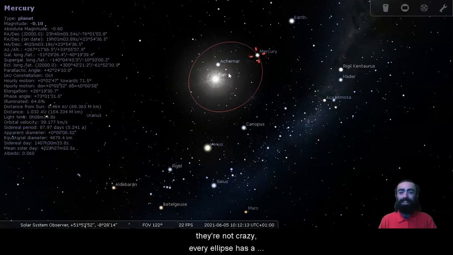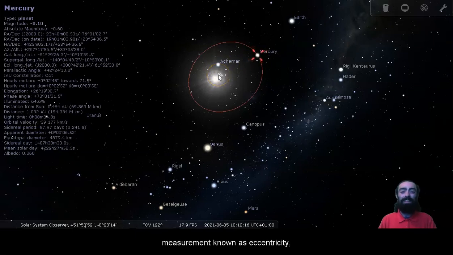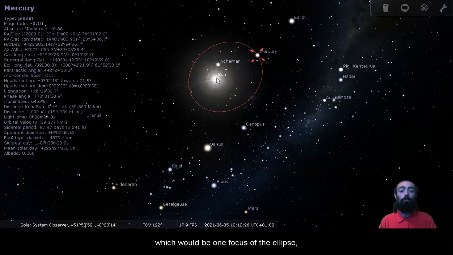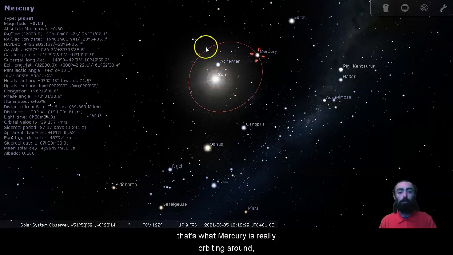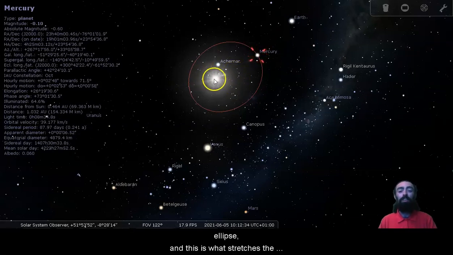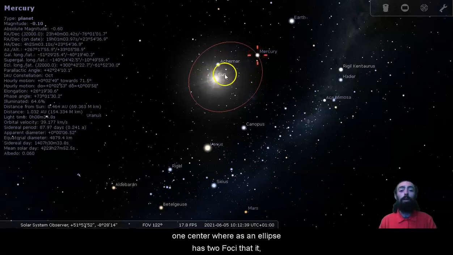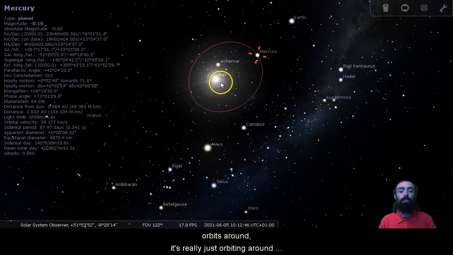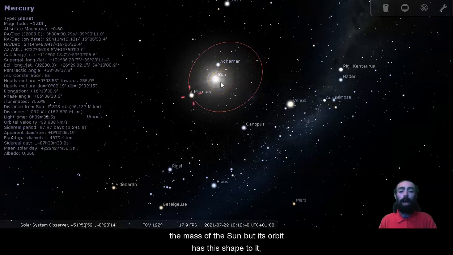They're not crazy elliptical. Every ellipse has a measurement known as eccentricity. That's one of the reasons I say crazy elliptical, because if you're wealthy, you're not crazy, just eccentric. So here we have the sun, which would be one focus of the ellipse. That's what Mercury is really orbiting around. Over here somewhere, we'd have another focus of the ellipse. And this is what stretches the ellipse out from a circle. A circle, of course, only has one center, whereas an ellipse has two foci that it goes around, or in this case, that the planet Mercury orbits around. It's really just orbiting around the mass of the sun, but its orbit has this shape to it.